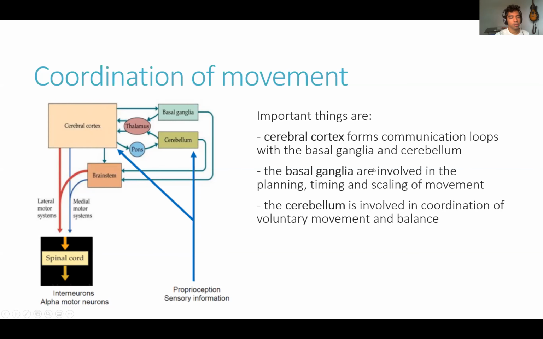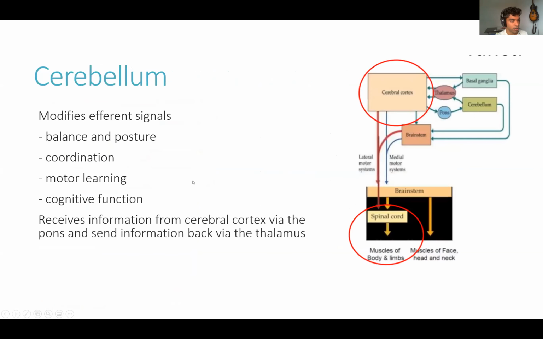The basal ganglia are mostly involved in planning, timing, and scaling of movements, and the cerebellum is more involved in balance and coordination of movements. So the cerebellum, as I said, handles balance and posture, coordination, and motor learning, which is your learned actions, things you don't have to think about, like riding a bike. And there's a little bit of cognitive function as well. It takes information from the cerebral cortex via the pons. So the cerebral cortex can't contact the cerebellum without going through the pons, and then the cerebellum sends that information back via the thalamus. The thalamus is like the relay center. Nothing gets to the cerebral cortex without the thalamus.